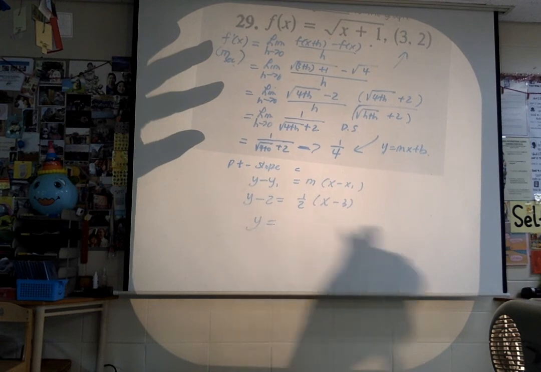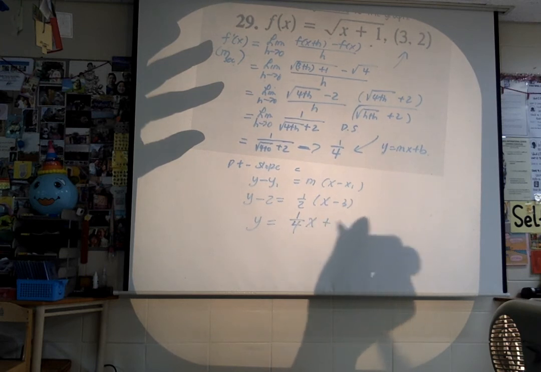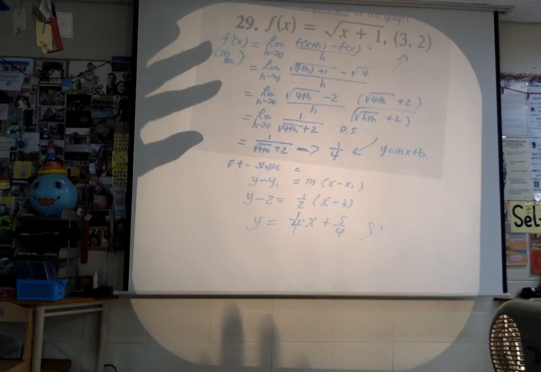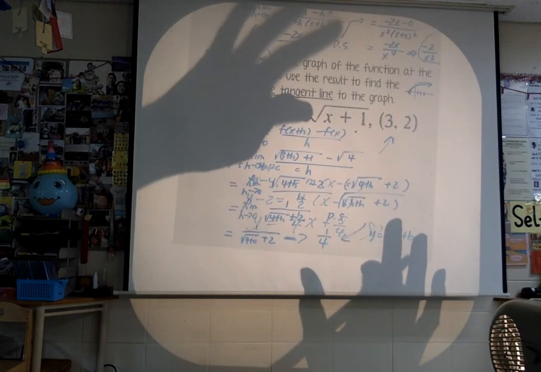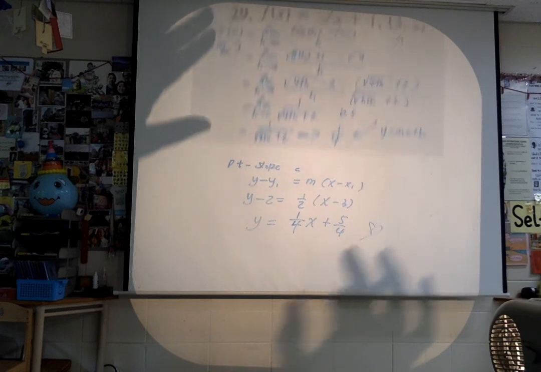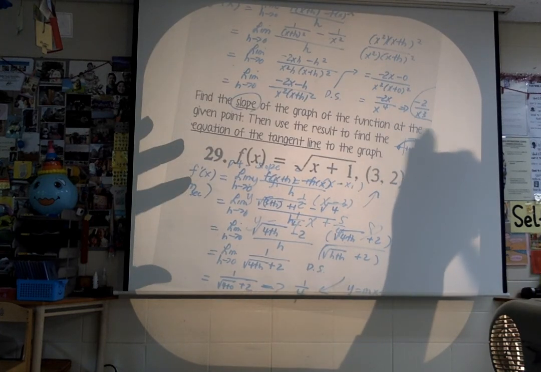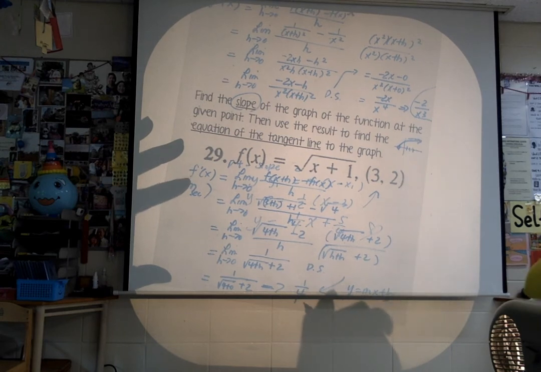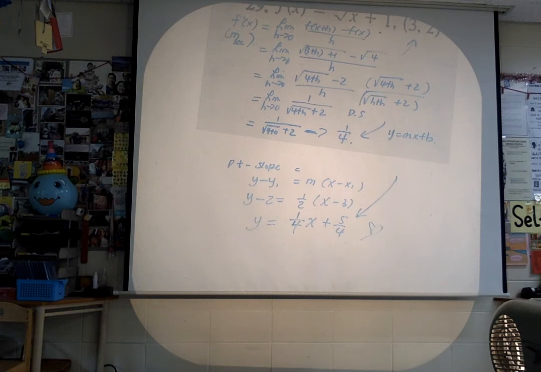When I rearrange this equation into slope-intercept form, I get 1/4 x plus 5 over 4. And that's the equation of the line of this function at this point, the tangent line. This is the tangent line here, it's got a slope of 1/4, and this is the complete equation. Okay? So you see how they're all related, okay?